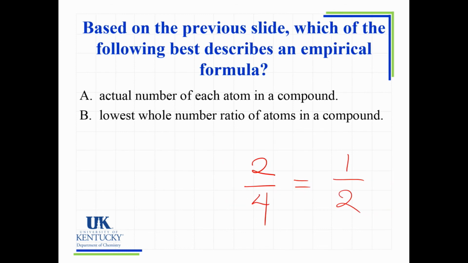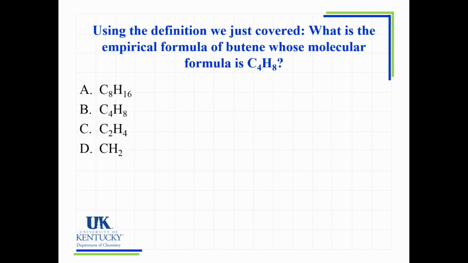Okay, so with that as the description of an empirical formula, let's have you stop and look at these choices and tell me what would be the empirical formula of butane. Now, I've given you the molecular formula of butane, which is the same as its chemical formula. Tell me which one of those would be the empirical formula.